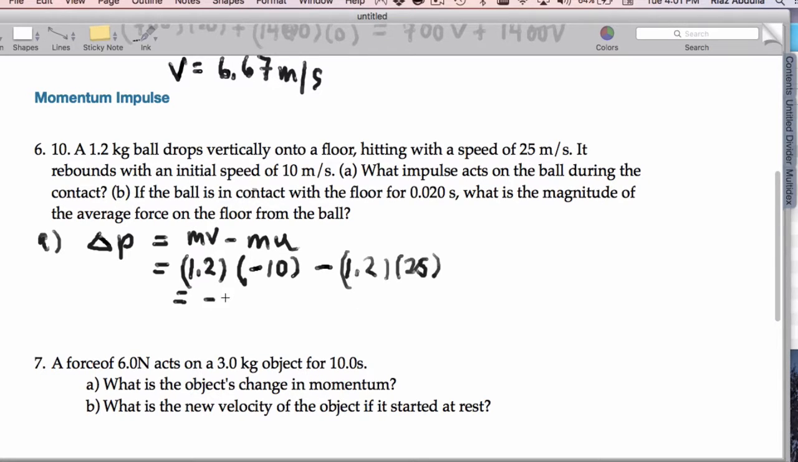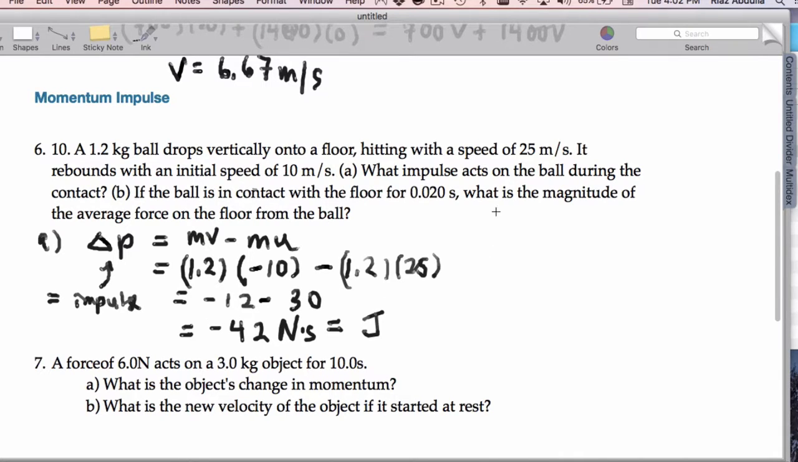So we're going to get negative 12, minus, and 1.2 times 25, I believe, is going to be 30. Minus 30. So we've got a change in momentum of negative 42 newton seconds. So what does this have to do with part A? Let's be clear. The change in momentum equals the impulse. So this also equals the impulse when we calculate it.